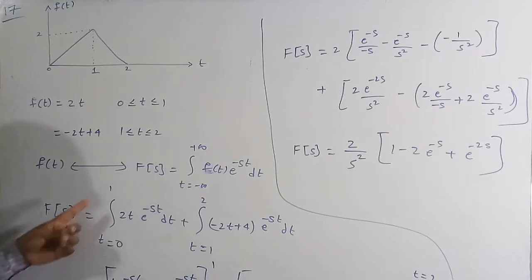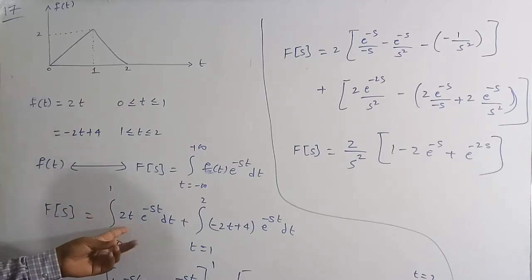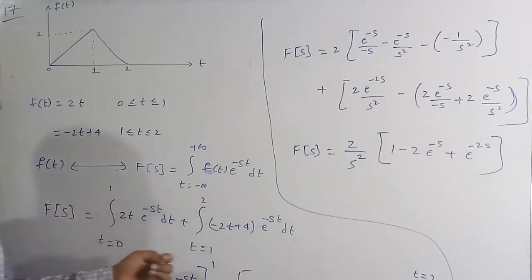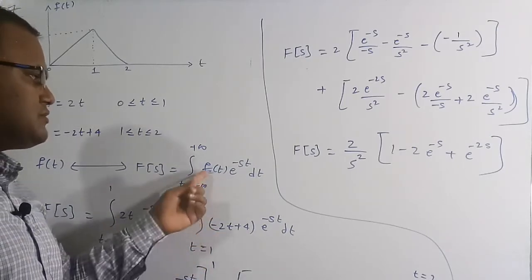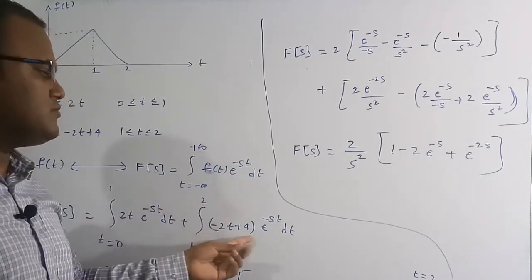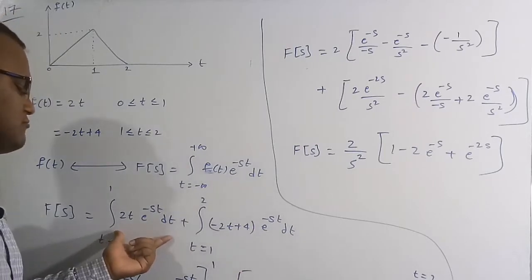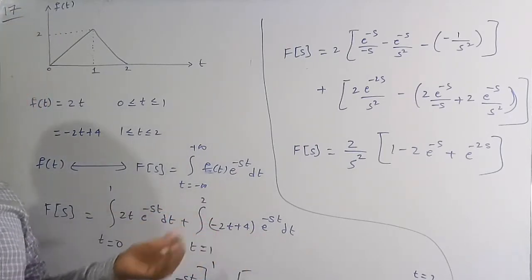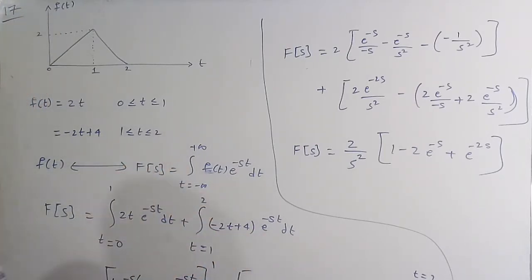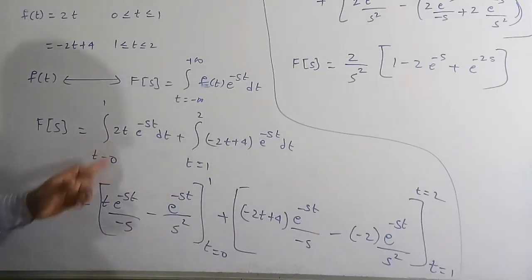So therefore now f of s is equal to integration from t equal to 0 to 1. So f of t is nothing but in 0 to 1 it is 2t, and similarly from t equal to 1 to 2 this function f of t has the equation minus 2t plus 4. So now we have to do the integration of this part and this part, and then substitute the limits, and then finally rearrange. So here 2 is a constant, it is going to come outside.